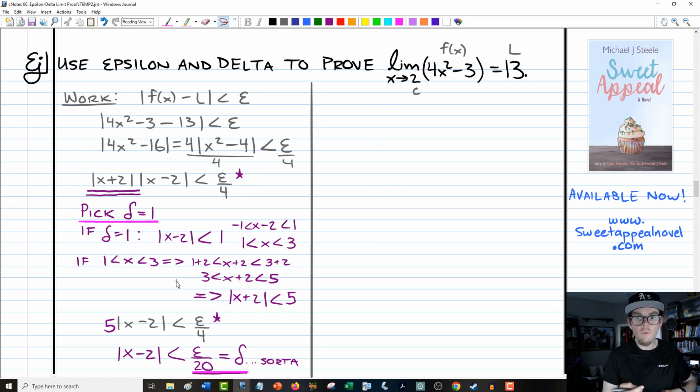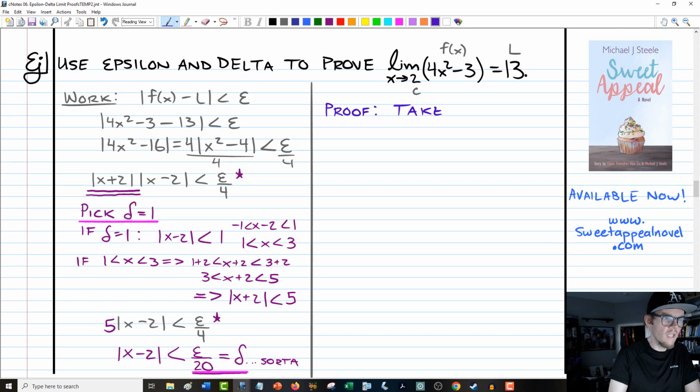So for us, what we have to do is something very specific with our deltas. We want to make sure that we are sufficiently close, and we sort of have two possibilities, 1 or epsilon over 20. How do we guarantee that we are as close as we need to be? Well, when we go to do our proof, we're just going to make sure we choose the one that's closest. In other words, when we do our taking of delta, take delta.